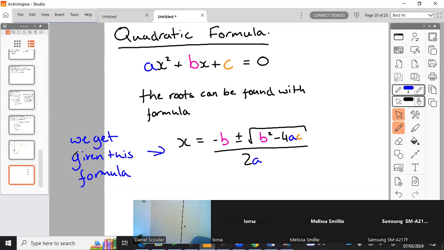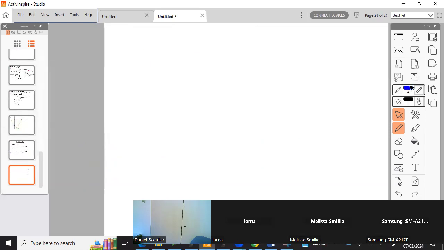It's not unheard of to get this in non-calculator, but you'll usually see if it's a factorization in the calculator paper, you'll have to use this equation. All right, as a rule of thumb.